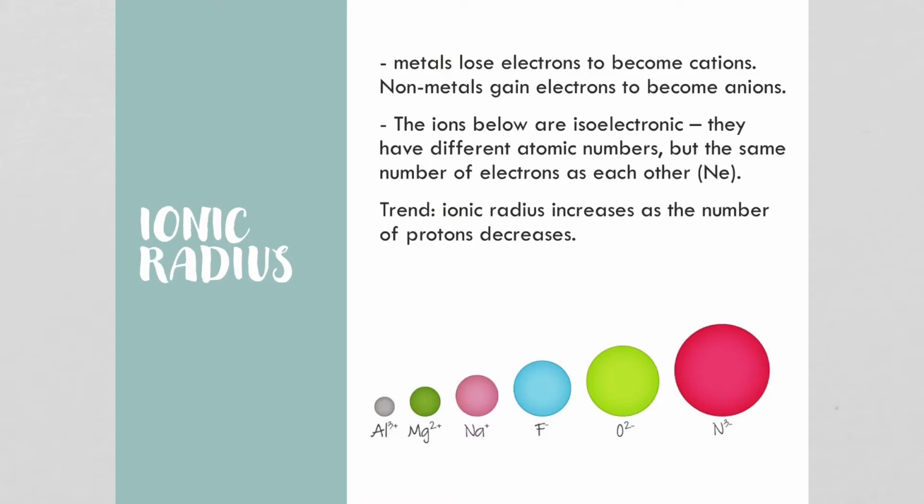If you were to look at the number of protons, this has 7, this has 8, this has 9. Neon would be here. It has 10, 11, 12, 13. So ionic radius increases as the number of protons decreases, as is demonstrated in this example.